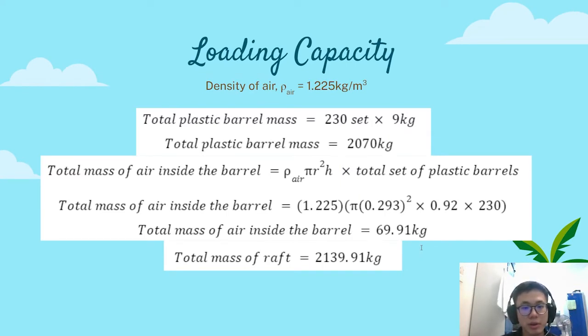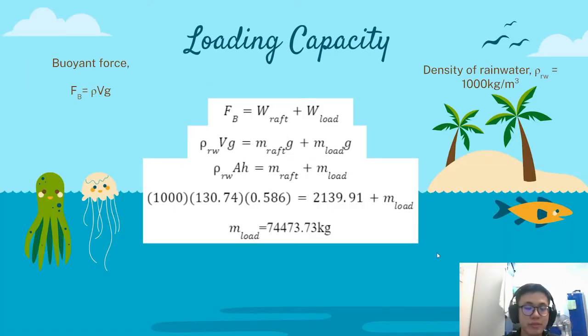The total plastic barrel mass is 230 sets times 9 kg, hence the total plastic barrel mass is equal to 2017 kg. We all know that the density of air is 1.225 kg per meter cubed. Hence, the total mass of air inside the barrel is 69.91 kg. Hence, by summing the total mass of plastic barrel and air inside the barrel, the mass of the raft can be determined, which is 2139.91 kg.